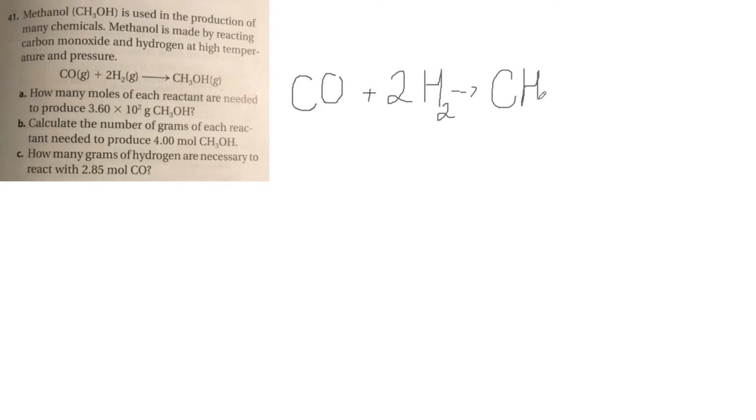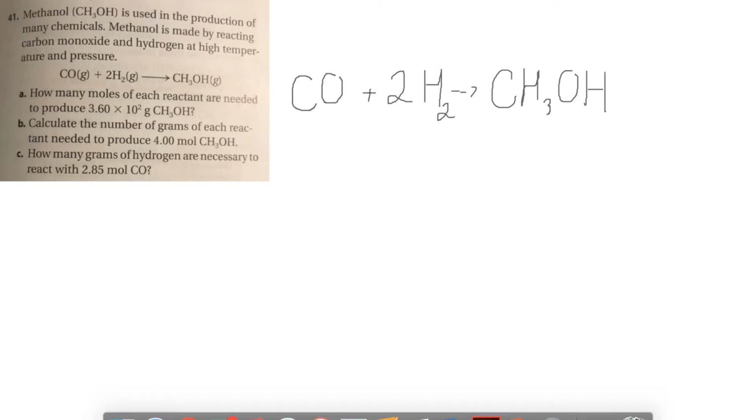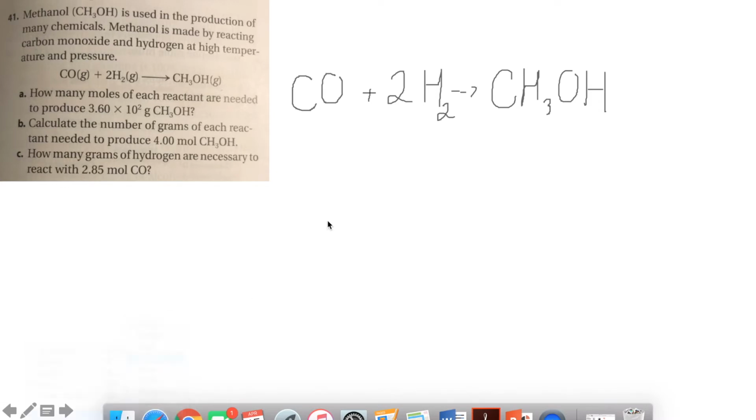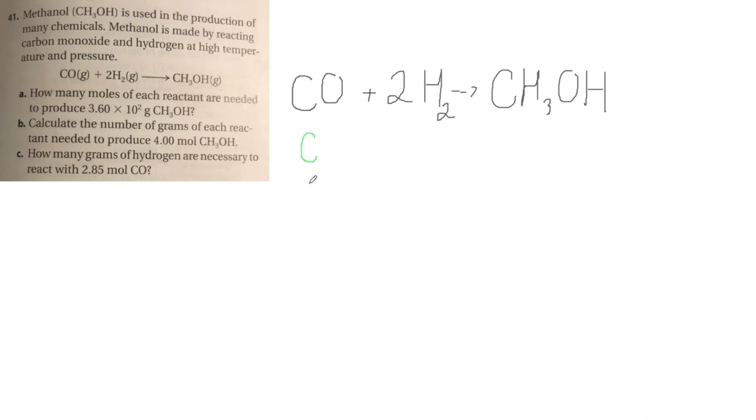So with this, you have to make sure it is balanced. So we do so by making sure that all the elements on each side equal each other. So we have 1 C, 1 oxygen, and then 4 hydrogen. Right here, the 2 and the 2 make that 4. Right there and right there equal that 4.